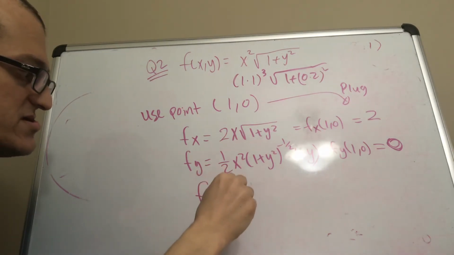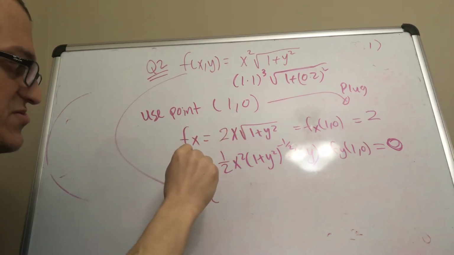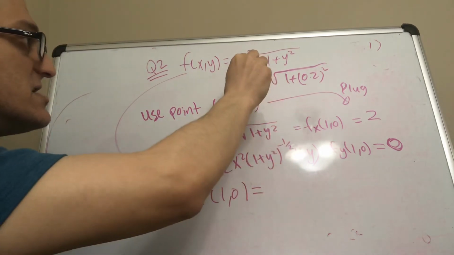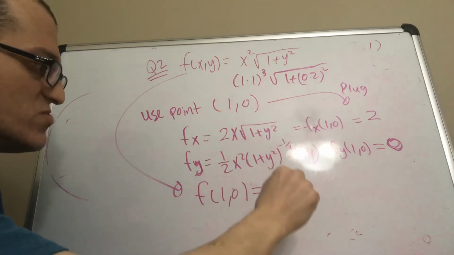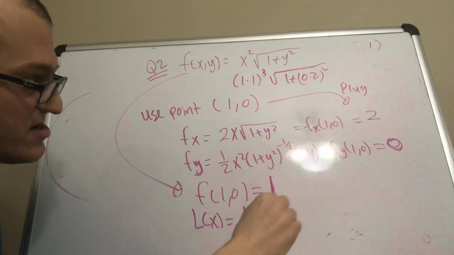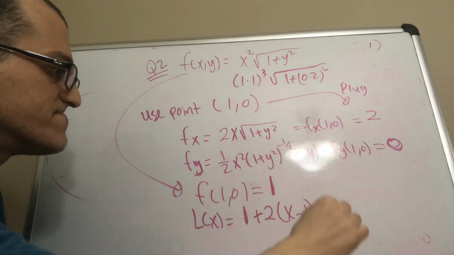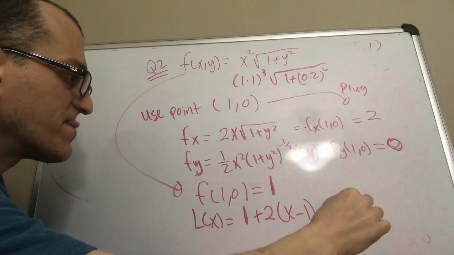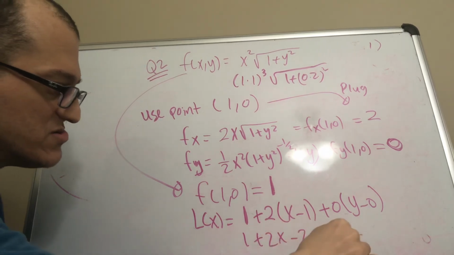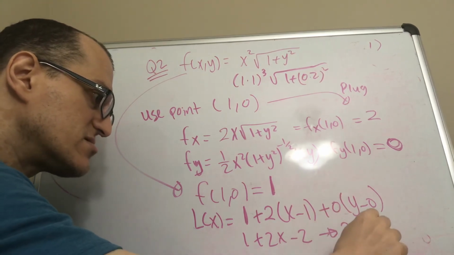I also need to find the value of the function. As I told you, you need the derivative of the function with respect to x at the point, the derivative with respect to y at the point, and the value at the point. When you plug 1 here and 0 here, this will give you 1. So for your linear approximation, you put the value, then the derivative with respect to x times x minus the point's x, then the derivative with respect to y times y minus the point's y. So it's 1 plus 2(x minus 1), which is 2x minus 1. So that's your linear approximation, 2x minus 1.